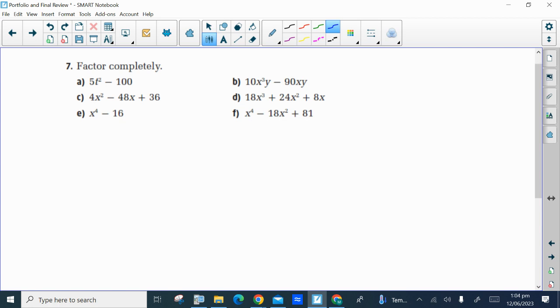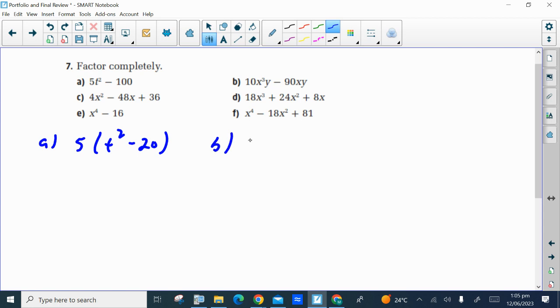So looking at number 7. Remember, always look for a common factor first. And there is one here, a common factor of 5 to take out, which will give you t squared minus 20. And that is not a difference of squares because 20 is not a perfect square. After you factor once, always look to see what you're left with to see if it can be factored again. In this case, it can't.